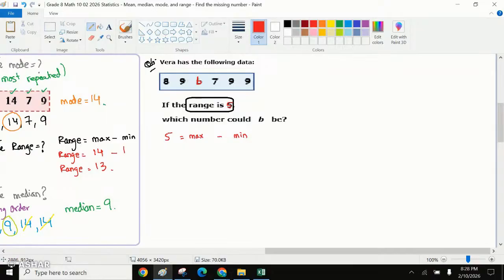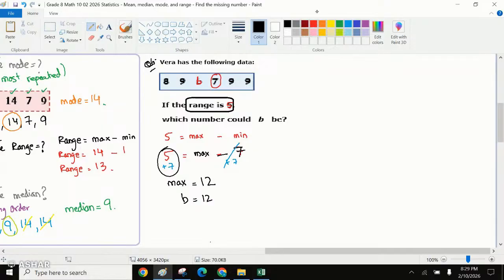If we are assuming that 7 is the minimum, and 5 is the range, then we have to find the maximum number. Can we take 7 to the other side, or we simply say we add 7 on both sides? So can we say the largest number comes out to be 5 plus 7, which is 12? Do we see 12 over here? We do not see 12. So we can say B can be 12.